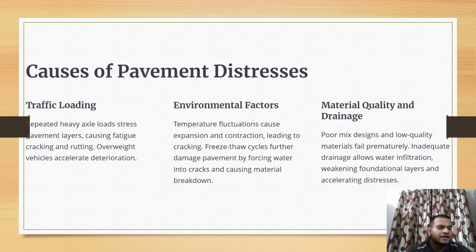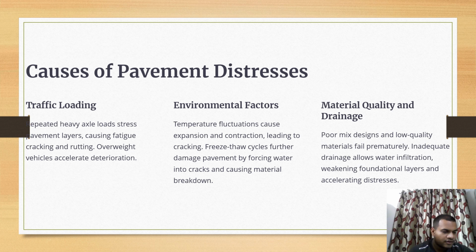Second one, environmental factors. This happens when changes in weather like heat, cold and rain affect the road. The causes are cracks due to expansion and contraction, and more damage from freeze-thaw cycles. For example, imagine pouring water into a glass bottle and freezing it. The ice expands and can crack the bottle. That's how roads crack in cold weather too.